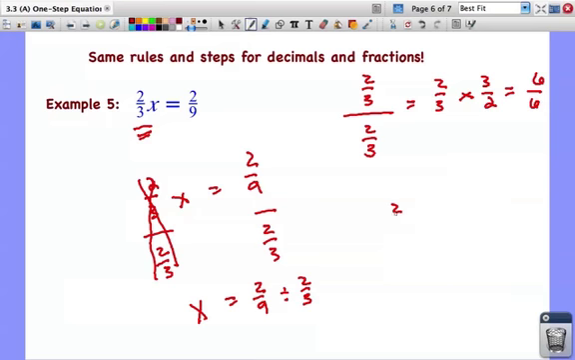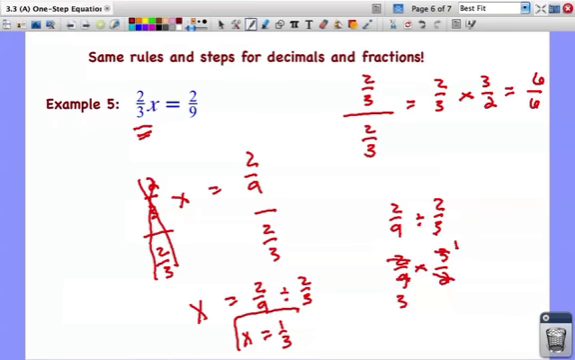Let's go work that out. 2/9 divided by 2/3. Now I have 2/9 times 3/2 because when we're dividing fractions, we keep, change, flip. I change it to multiplication and flip my second fraction. Now I can cross reduce: 2 and 2 cancel each other out. 3 and 9, I can divide by 3, so that becomes 1. Divide by 3, it becomes a 3. I'm left with x equals 1/3.